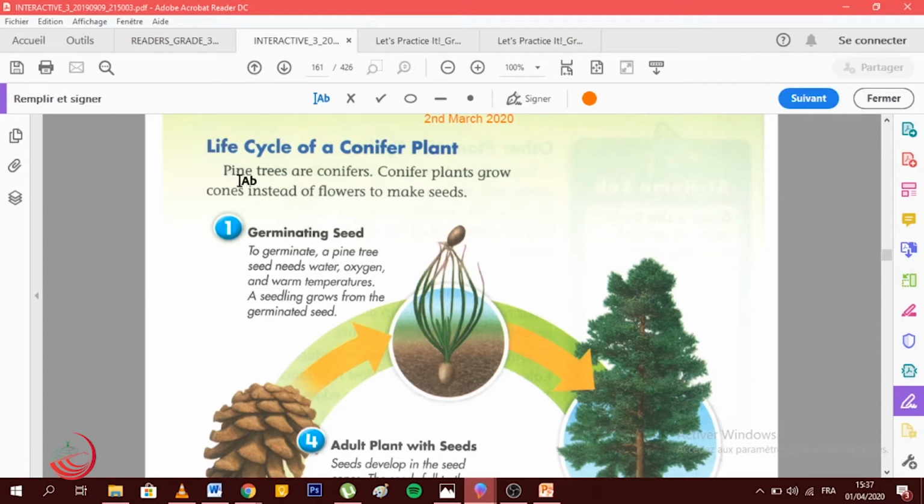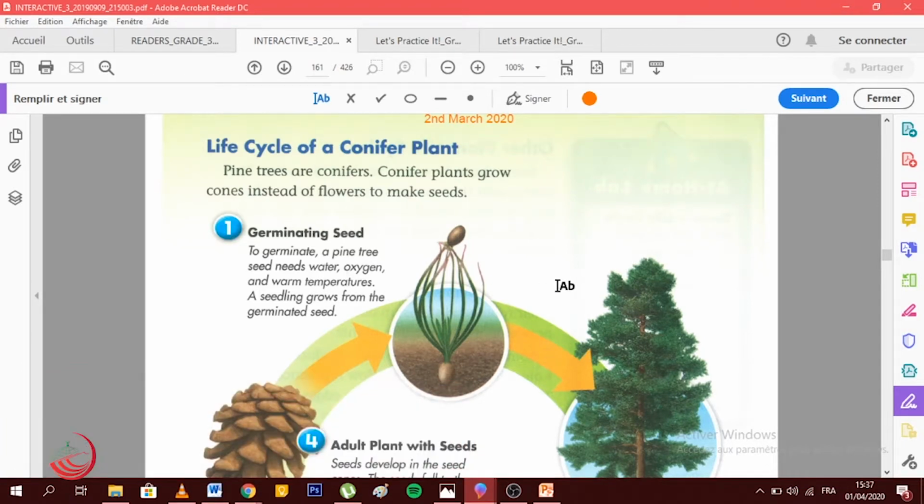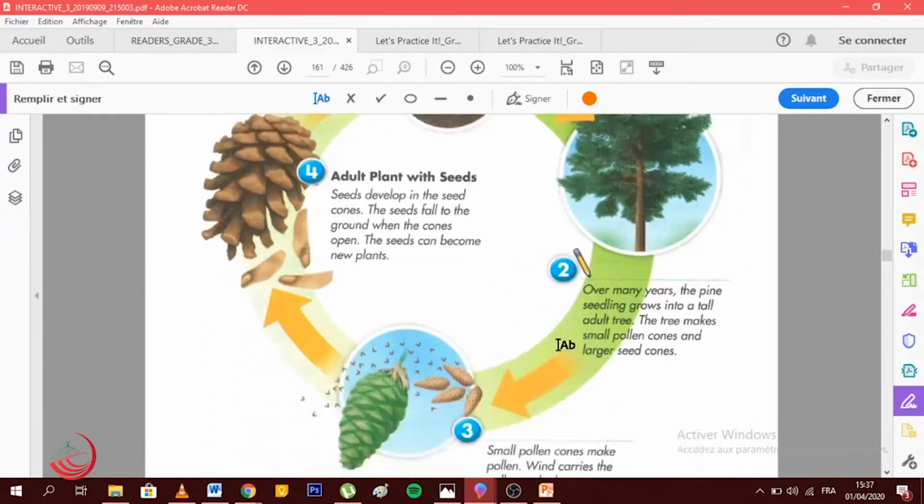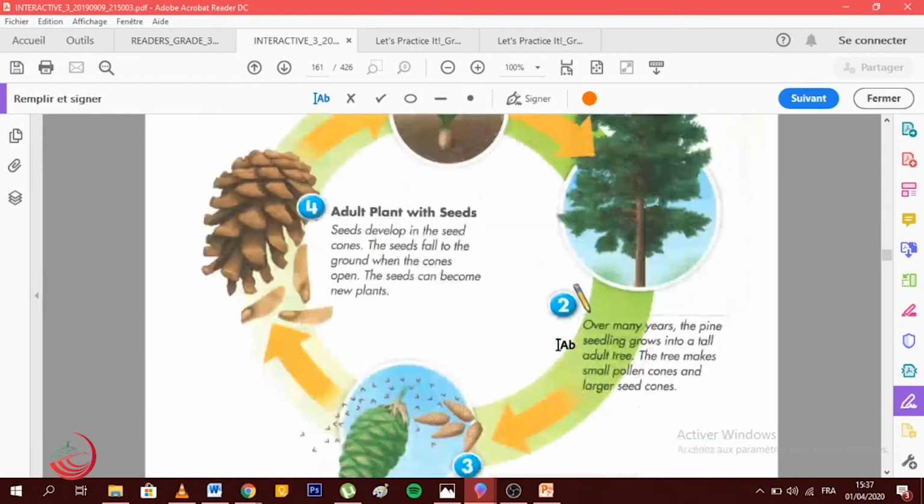So pine trees are conifers, as we know, okay? They produce cones. That's why we call them conifer plants and not flowering plants, because they do not produce flowers. Conifer plants grow cones instead of flowers to make seeds. So the seeds are inside the cones, not inside the flower. So this is the life cycle of a conifer plant. And here we have an example of a pine tree.